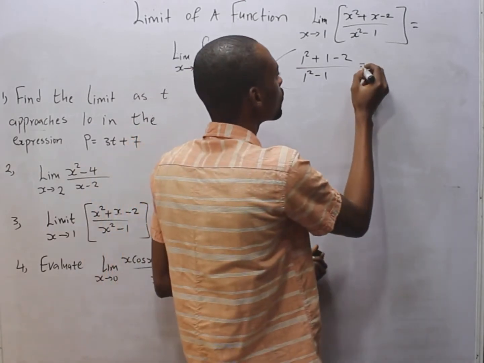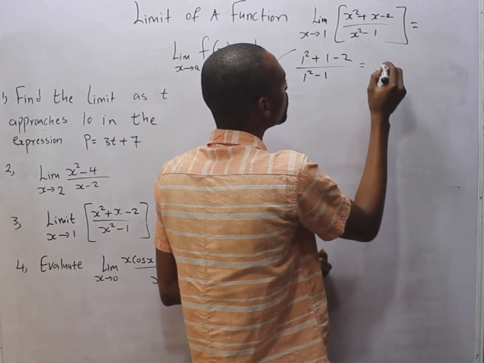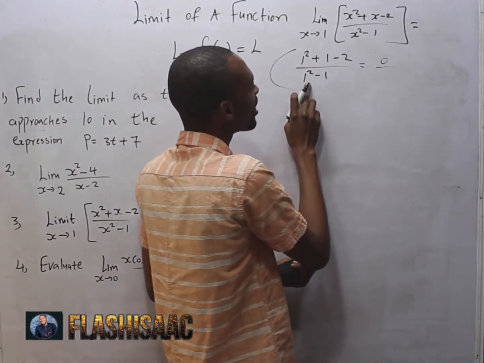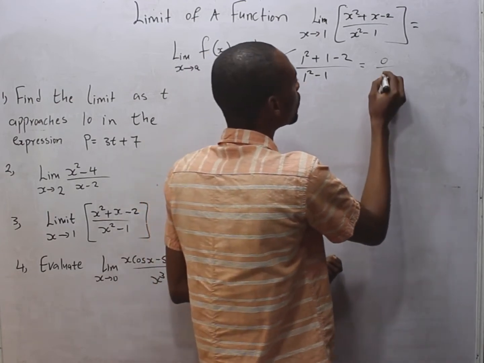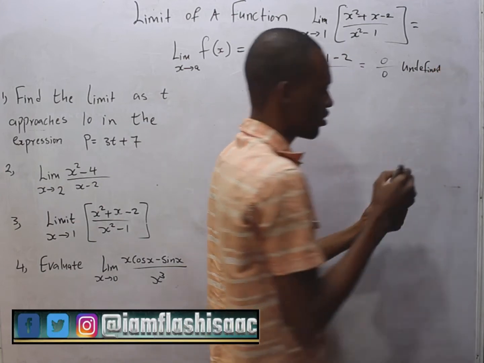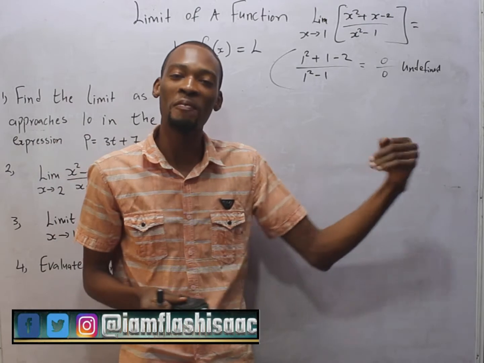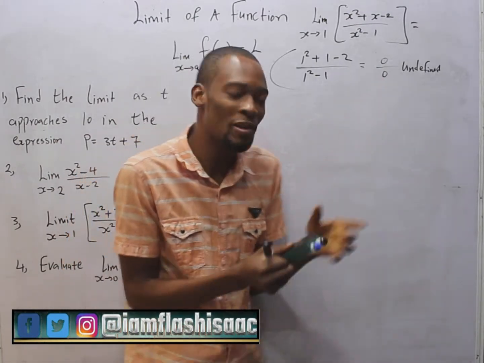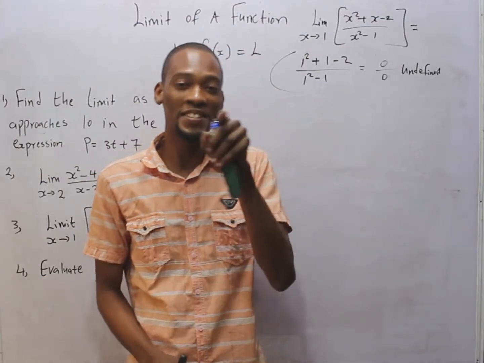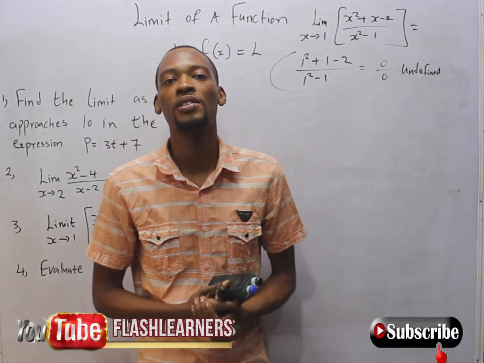This will give you 1 squared is 1, 1 plus 1 is 2, 2 minus 2 is 0, over 1 squared is 1 minus 1, that is 0. So this is undefined. If it is an objective question, you just see A is 0 and B is other values. You simply shade 0 and you are happy. Yes, I finished work. No, no, no. That's the wrong thing. This is why a lot of persons fail objective examinations.